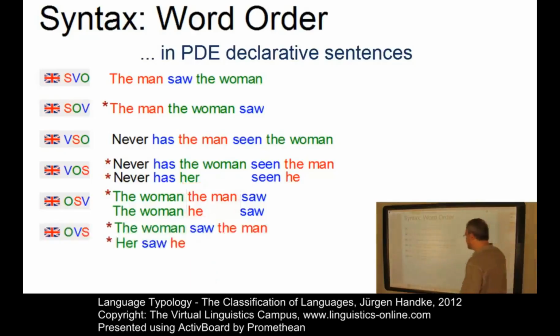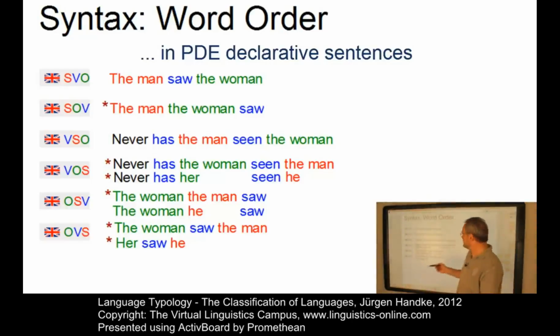And finally, OVS: the woman saw the man. Again, this looks superficially as if it was possible. The woman saw the man. However, please note the woman indicated in green is the object, the man the subject. If we draw a parallel with pronouns, then you can easily see that "her saw he" is impossible.